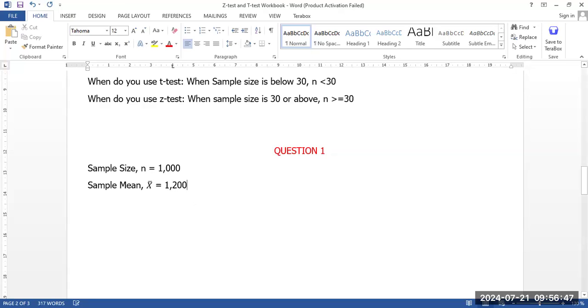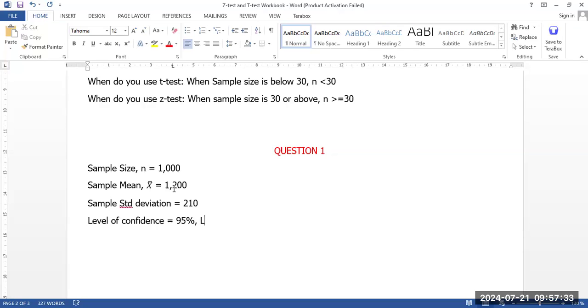Then what is the next information given? The standard deviation, 210 hours. The sample standard deviation is denoted as S, which is 210. Perfect. Then we are given a level of confidence, which is 95%.